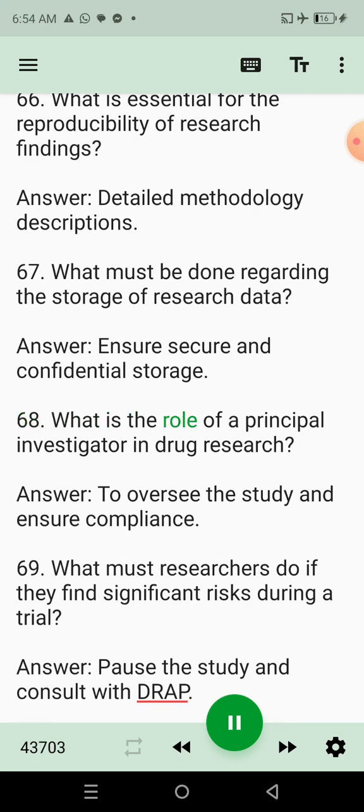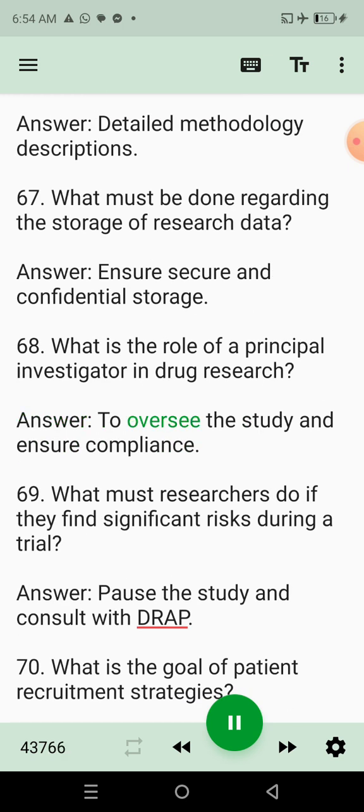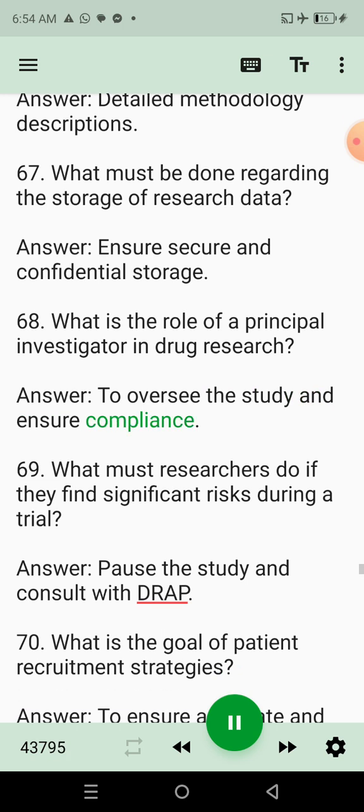68. What is the role of a principal investigator in drug research? Answer: To oversee the study and ensure compliance.